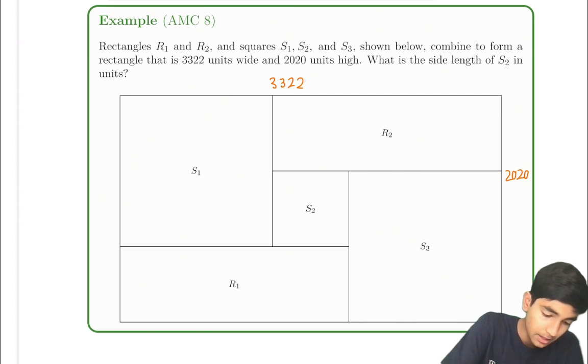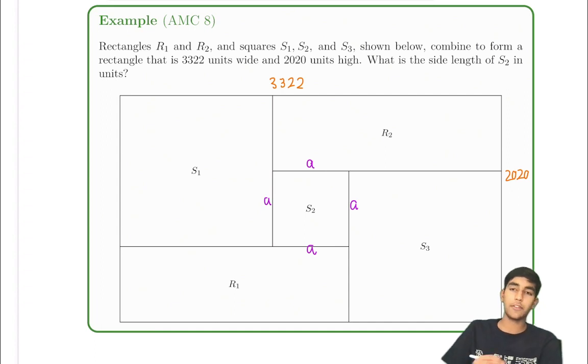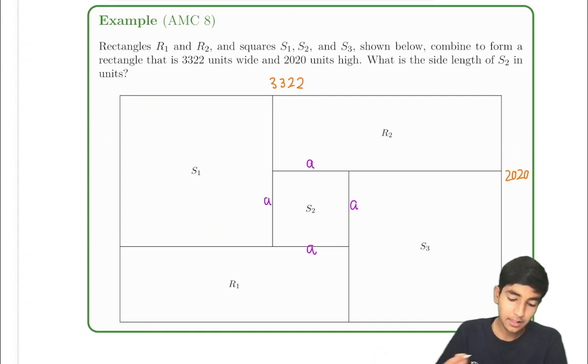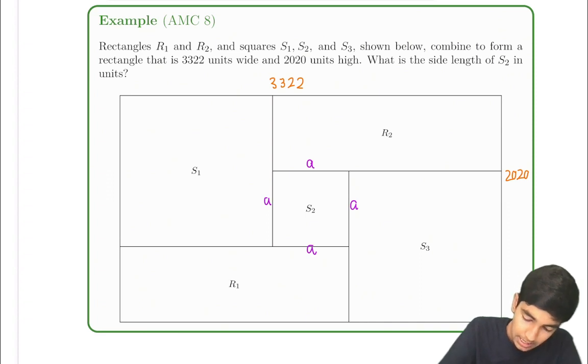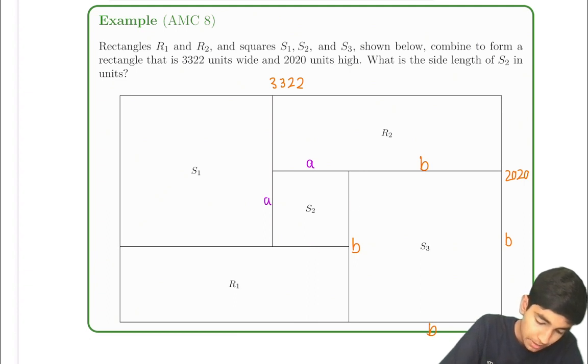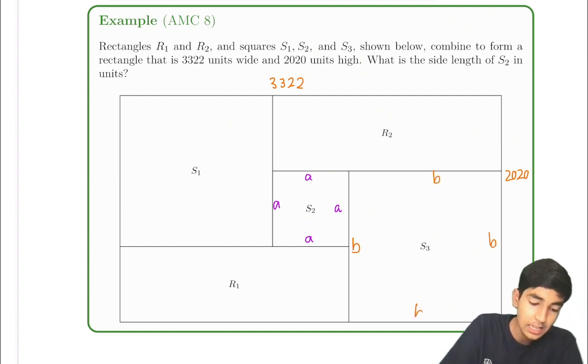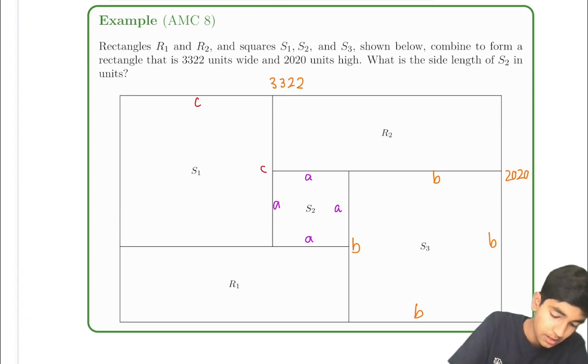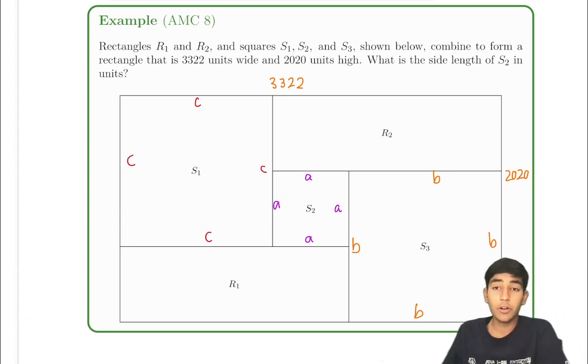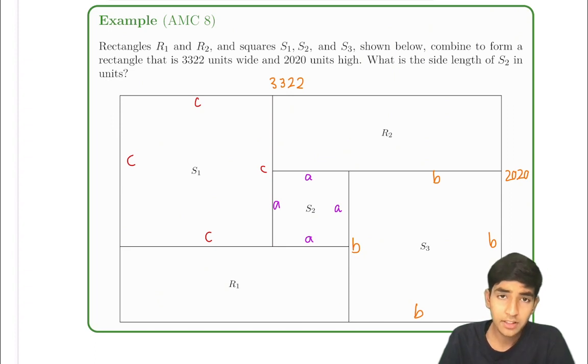Okay, so let's see. Let's say A. Those are the 4 sides of S2. And let's say that S3 has side lengths B, B, B, and B. Just to make it clear, I'll write them on the inside of the polygon. So A, and B, B, B, B. So B is the side length of S3, and we're going to let C be the sides of S1. C, C, C, C. Squares have all sides equal. What is the side length of S2? So what is A basically?